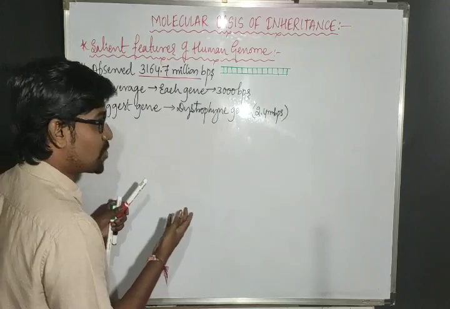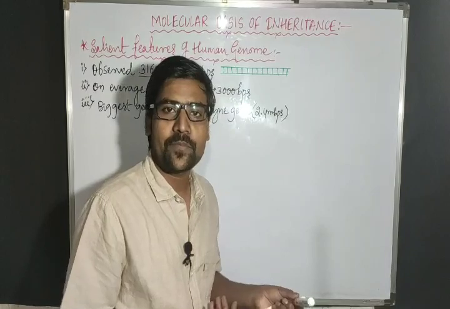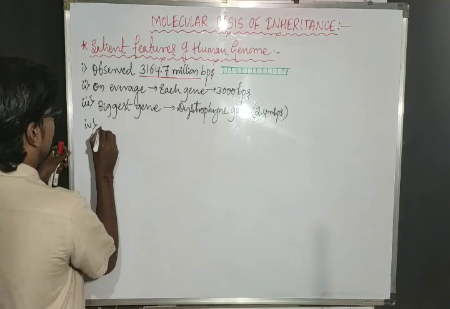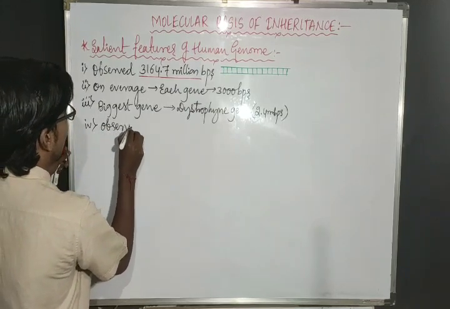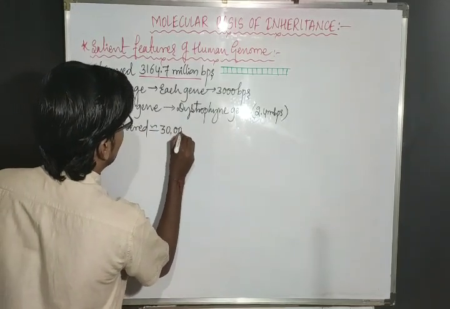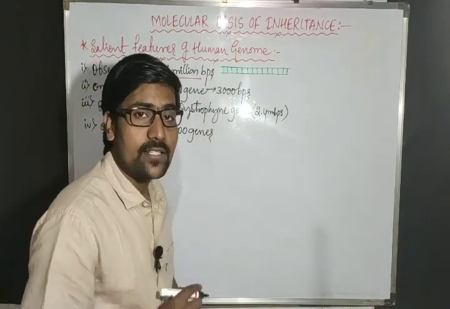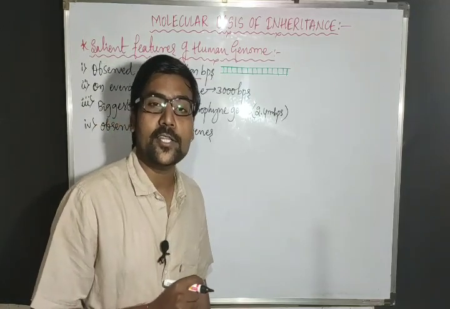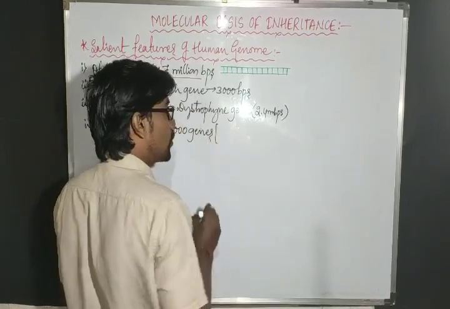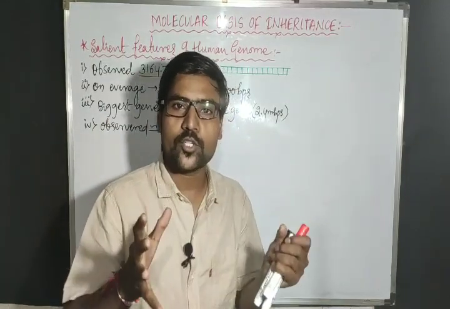Now the next question arises: actually, how many genes did they find? How many genes did they identify? They observed nearly 30,000 genes. How many genes did they sequence? 30,000 genes.